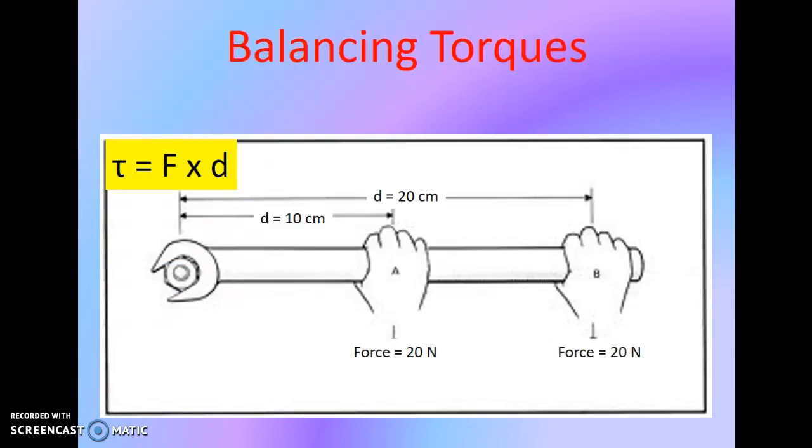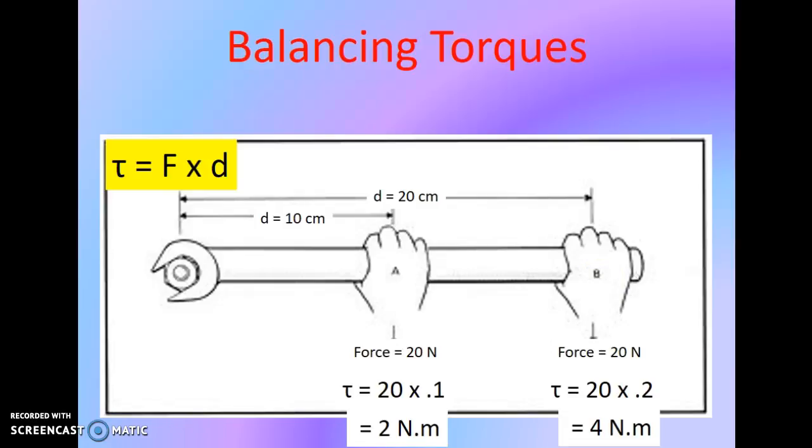So here's an example. If we have first a person holding the wrench at A at a distance of 10 centimeters, they apply a force of 20 newtons, the torque will be 2 Newton meters. However, if they apply the same force at B, the distance is 0.2 meters, then the torque effect or the turning effect will be double of what it was in case A.